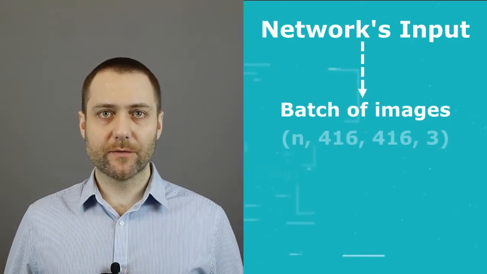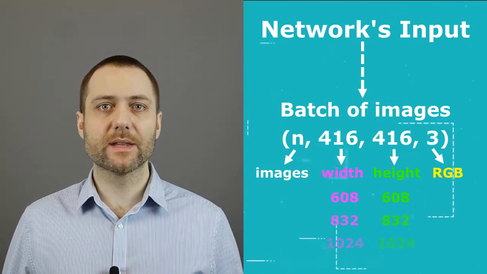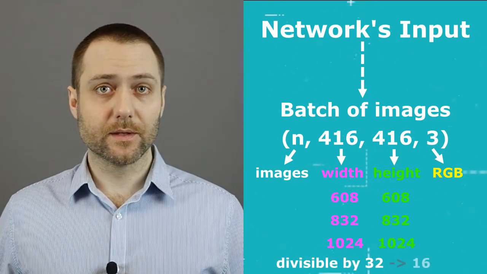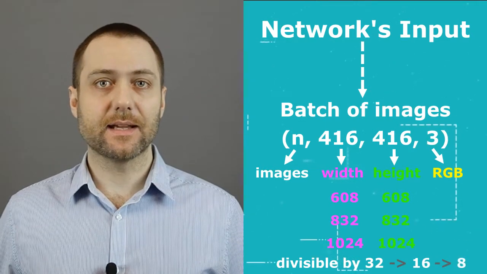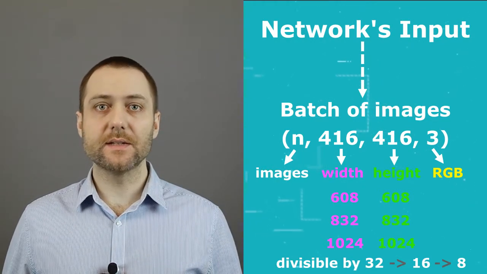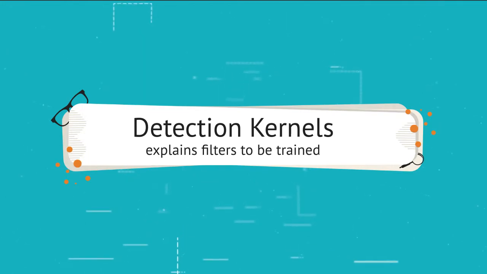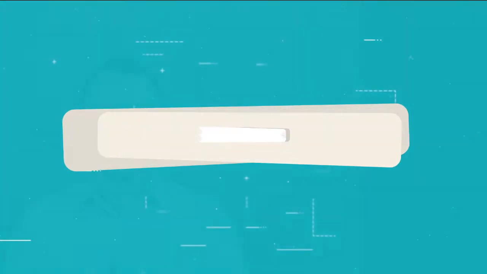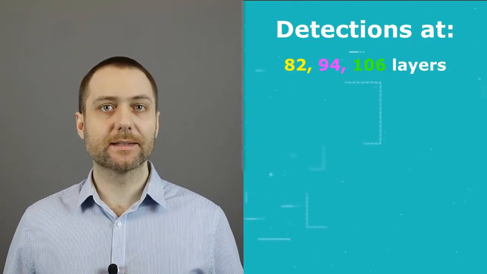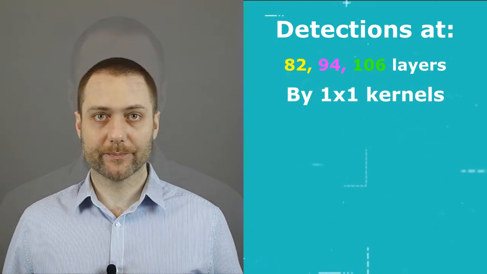That's why, a few moments before, we discussed that input to the network must be divisible by 32 without leaving a remainder. Because if it is true for 32, then it is true for 16 and 8 as well. The next topic I'd like to focus on is detection kernels. To produce output, YOLO version 3 applies 1 by 1 detection kernels at these 3 separate places in the network.